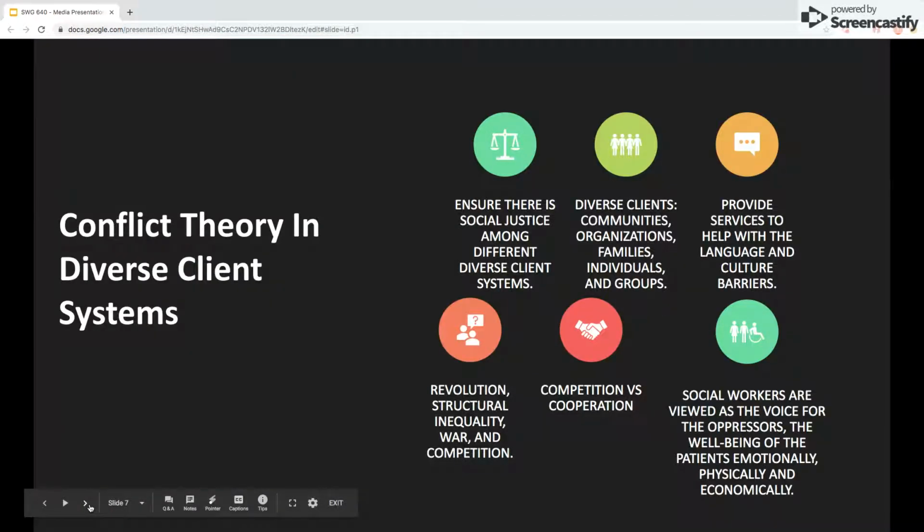Conflict theory in diverse client systems. Developed by Karl Marx, conflict theory finds its application in several practice settings, including those that are made up of diverse client systems. Elements that define conflict theory include sex, race, age, and class. Varnum, 2018. Conflict theory may be used in wars, revolutions, or other forms of discrimination and injustice to reveal disparity in the environment that causes them. Conflict theory can be used to provide services to immigrants and refugees to help with the language and cultural barriers.